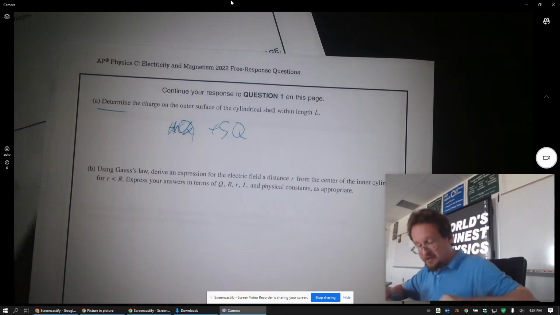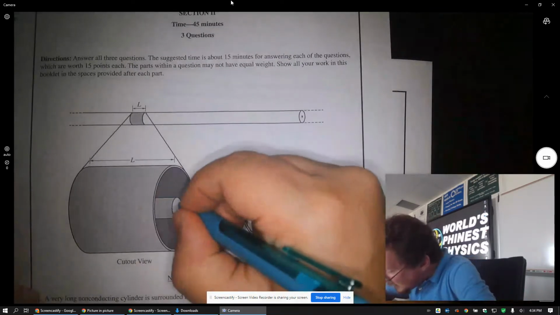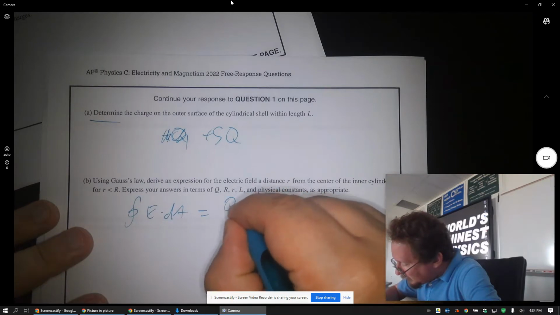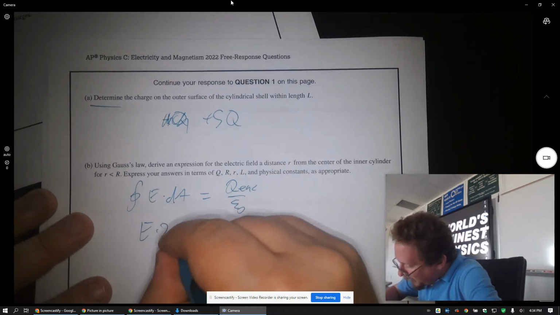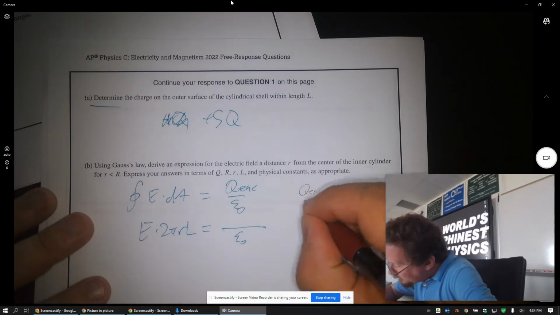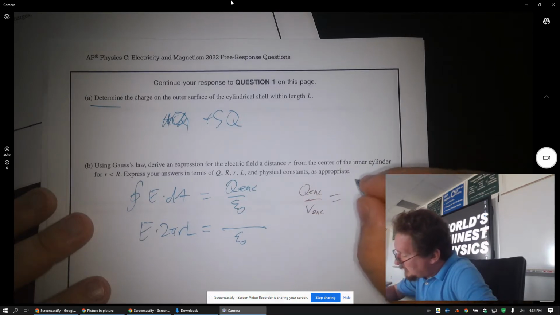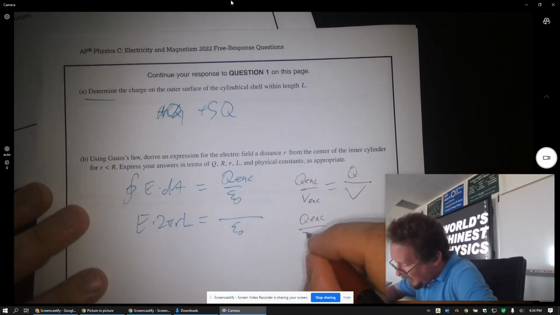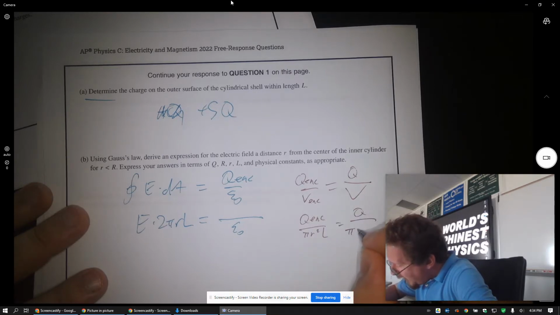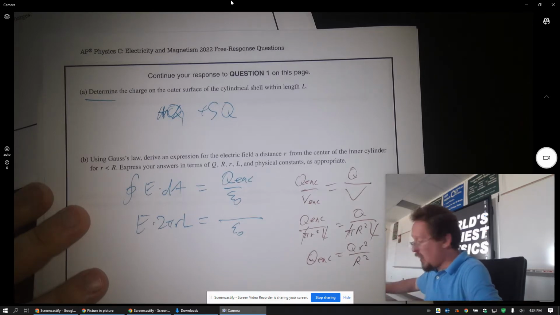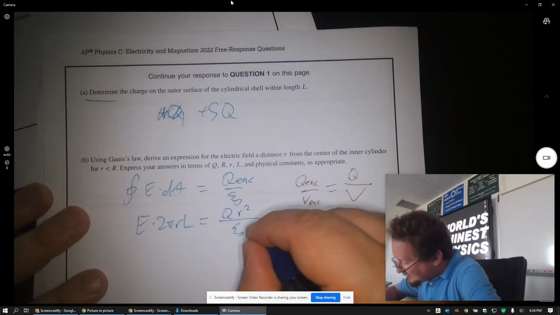All right, Gauss's law. We're inside, so the integral of E dot dA equals Q enclosed over epsilon naught. That's E times 2 pi r L. What am I going to put in for Q enclosed? Got to figure that out. The Q enclosed over the volume enclosed is the Q total over the volume total: pi r squared L and pi R squared L. So the pi and L cancel. Q enclosed equals Q little r over big R squared. Sure, why not?